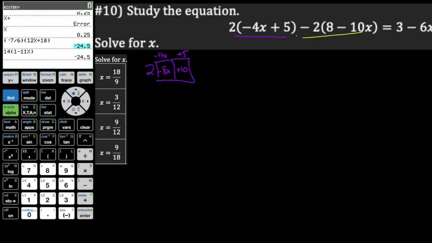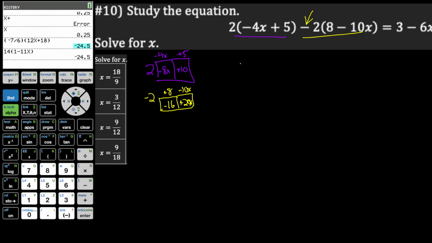Same idea for the next part. Be mindful of that negative symbol. I'm going to multiply each of those terms by -2. So on the outside, I have -2. Inside the parentheses, I have +8 and -10x. So I'm going to multiply -2 times +8, -16. -2 times -10x is +20x. Again, be careful, take it one step at a time. That way you have it. And so let me rewrite my equation.